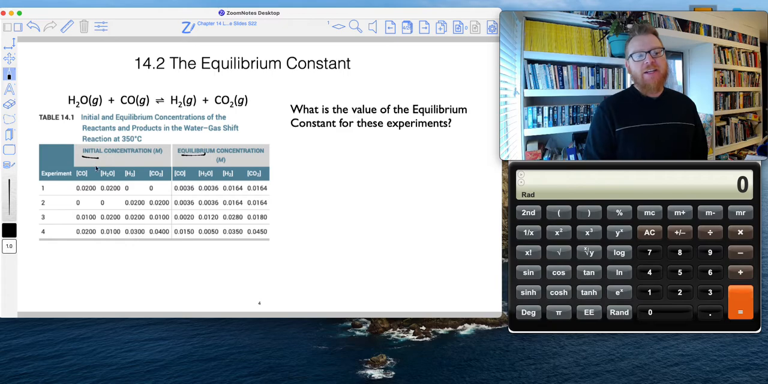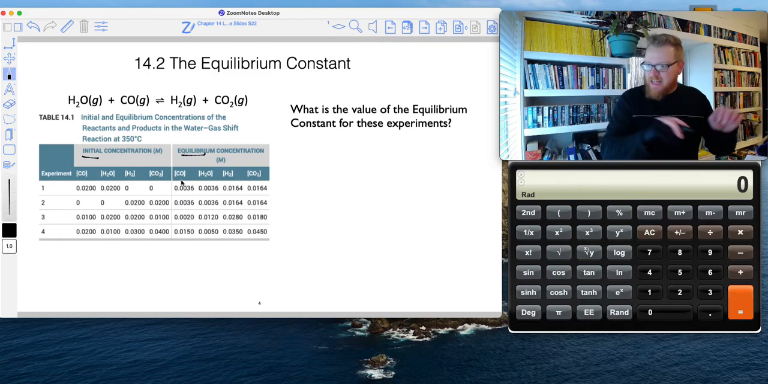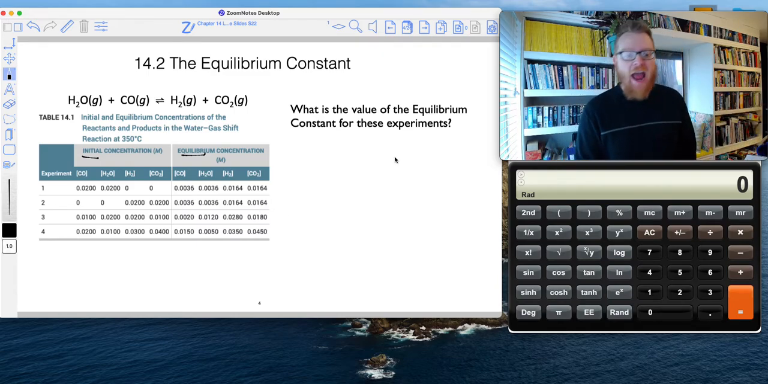So in these initial concentrations, what you have to imagine is if a scientist were conducting this experiment, for example, in experiment one, they might have 0.02 molar of CO and 0.02 molar of H2O. And of course, they don't have any H2 or CO2 to begin with. And then, of course, they mix that H2O and CO, let it react.